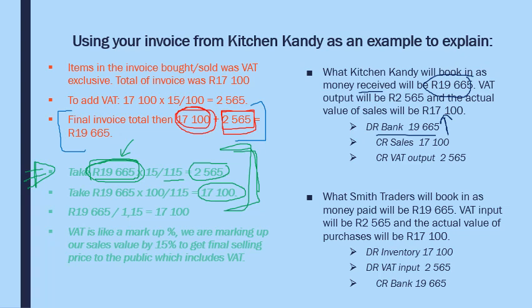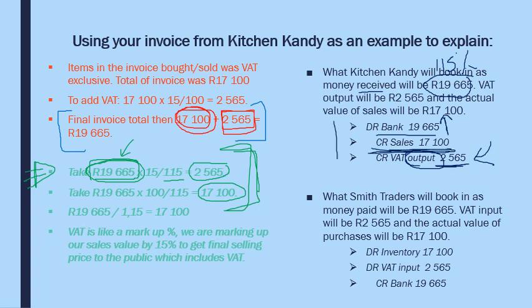Remember, we said every sale that we make, every piece of money that we earn, Kitchen Candy has to give 15% to SARS. But remember, the money that they receive is 115%. So 15 of 115, which is 2,565, they will end up giving to SARS. Okay, so we credit VAT output. We know it's VAT output because we have to give it to SARS. We owe it to them on our output, which is the sales of our products. Okay, and then the rest, the balancing figure, we credit sales.